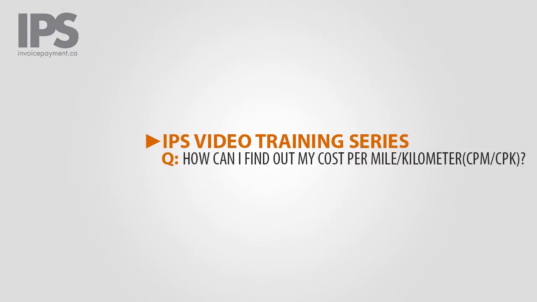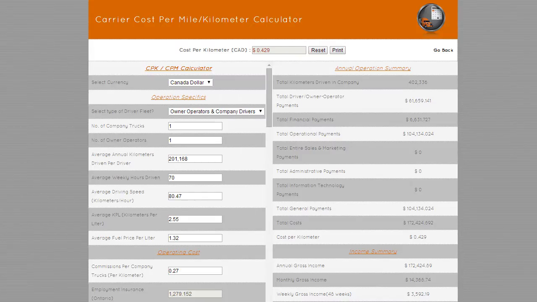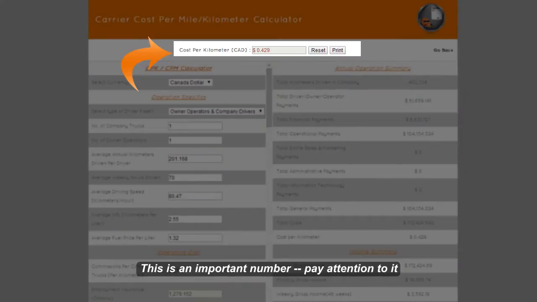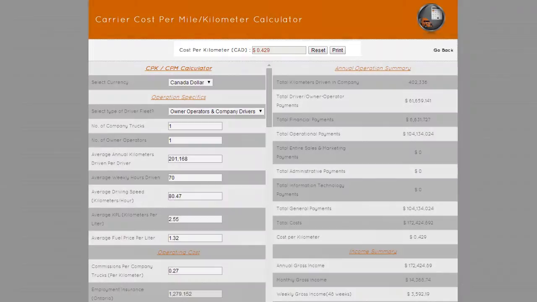How can I find out my cost per mile for my carrier operation? Running a business is costly, and we hope to assist you in this process by providing tools that make the process a little more seamless. We have a tool that allows you as a carrier to estimate the minimum cost per mile or cost per kilometer you need to know in order to run your operation successfully.